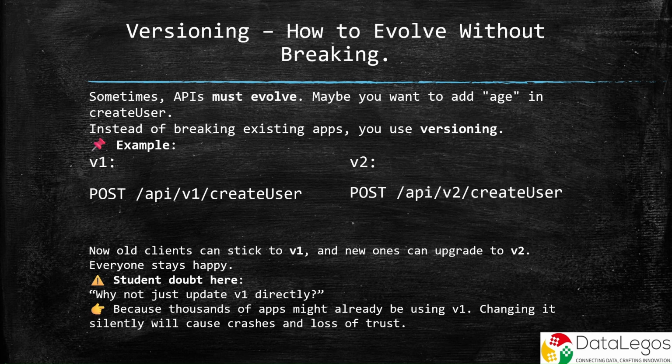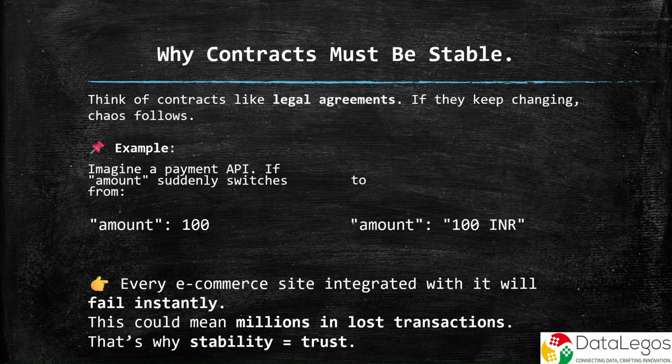Instead of altering the old contract, we introduce a new version. This way, older consumers continue working without interruption, while new consumers can move to the updated contract at their own pace. It's how we balance progress with stability.